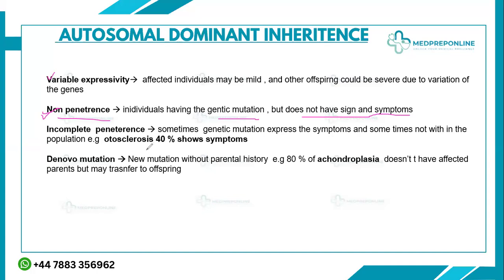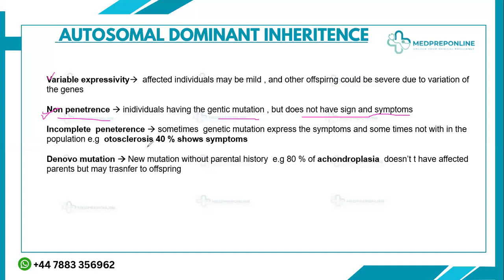For example, otosclerosis. In otosclerosis, 40% of the people who have it show symptoms, and the rest have the genetic mutation in them but do not come up with the symptoms. So this is a type of example related to this.